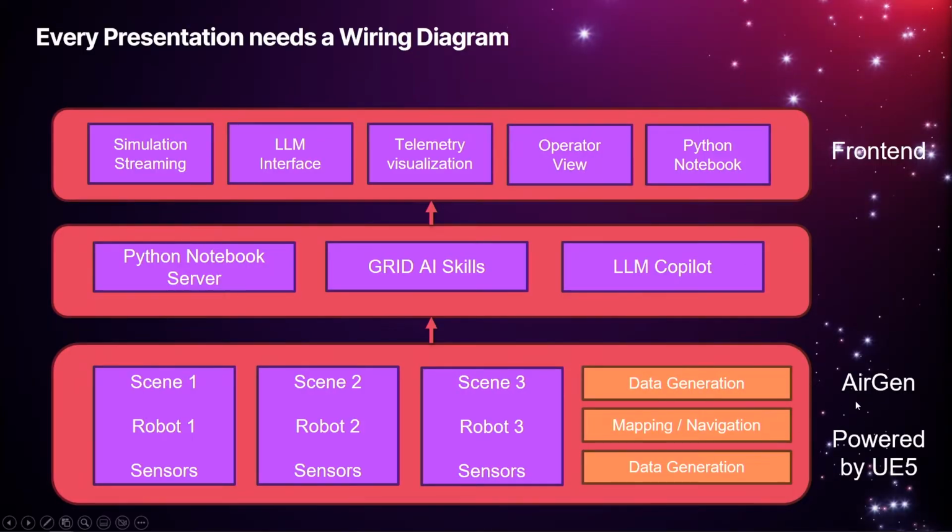Our simulation is now called AirGen, which builds upon our past work on AirSim. It is powered by Unreal Engine 5. We're hoping to upgrade to 5.6 soon, but getting there. If you think of this as a multi-layered process, we've got the simulation forming the base layer, where you have multiple scenes and multiple robots and sensors that you can access.